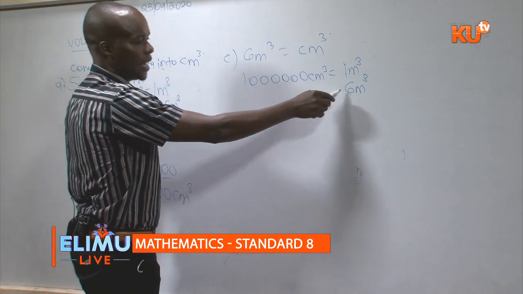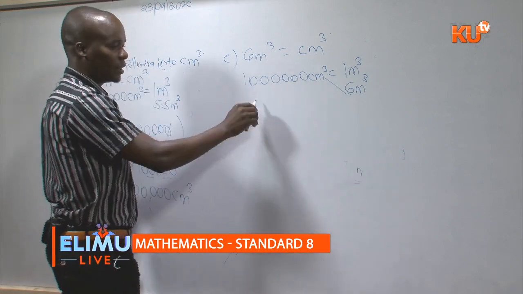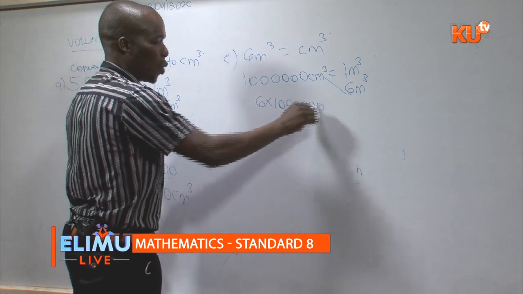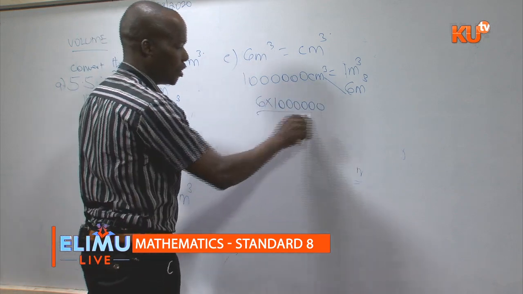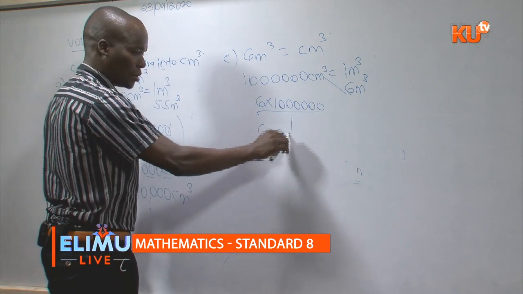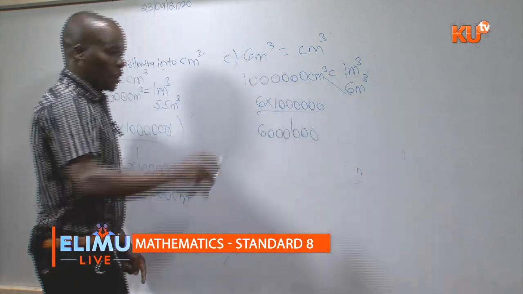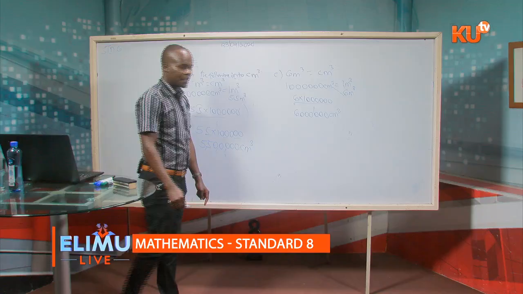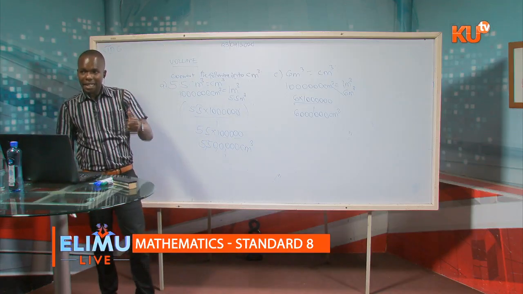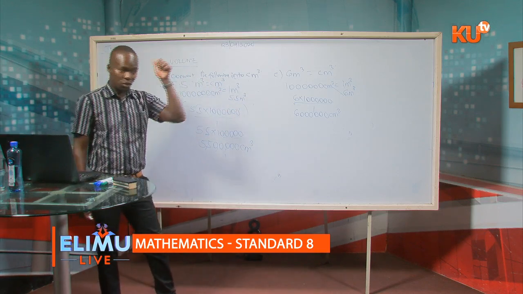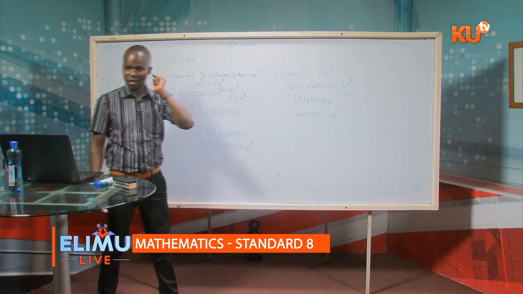And now ask, what about 6 cubic meters? Take 6 multiplied by the 1 million. 6 times 1 million over 1. Definitely it will give us 6 million cubic centimeters. Later, we shall be discussing more word problems on this. But now, let's convert first.